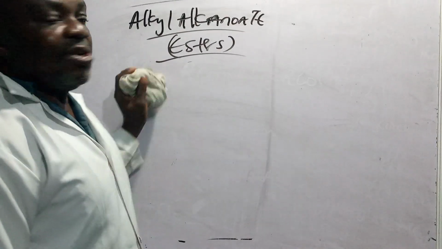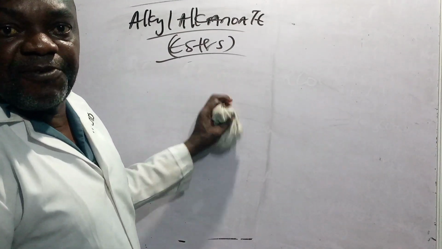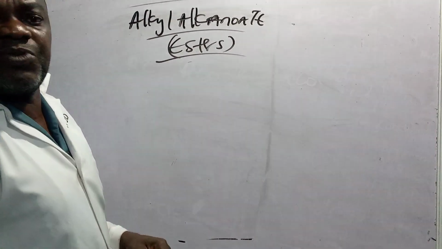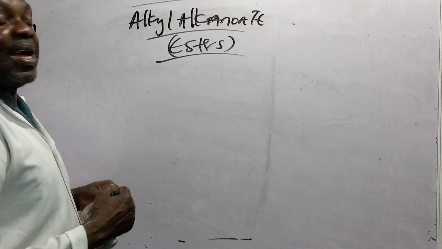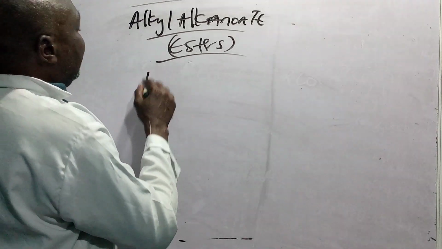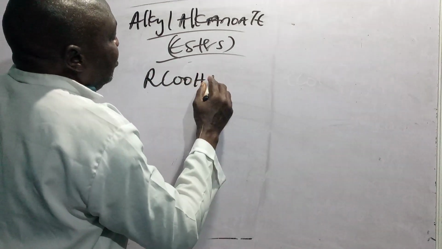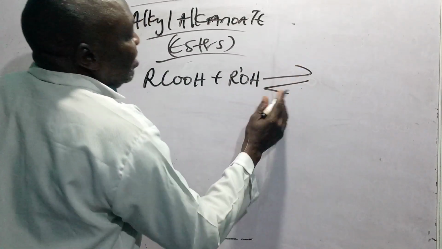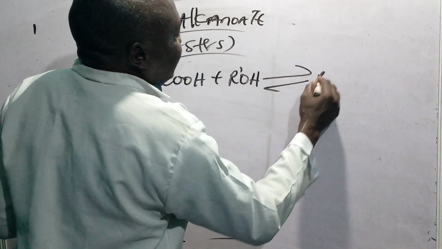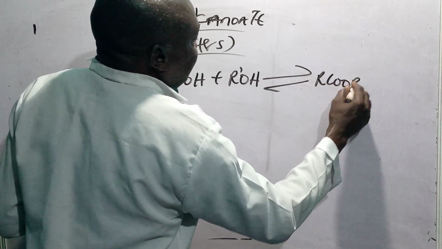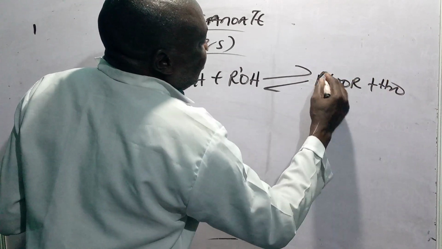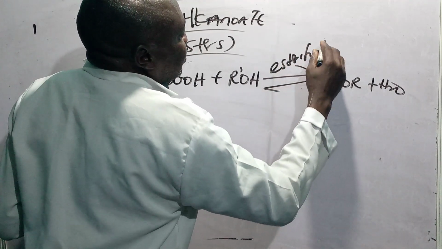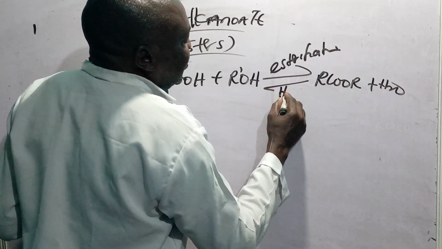Now, how is an ester usually formed, or an alkanoate formed? It is usually formed by the reaction of an alkanoic acid with an alkanol, normally called alcohol. Let's take, for example, RCOOH plus R'OH, where R and R' may be the same or different. We have RCOOR' plus H2O. The forward reaction is esterification, and the reverse reaction is hydrolysis.